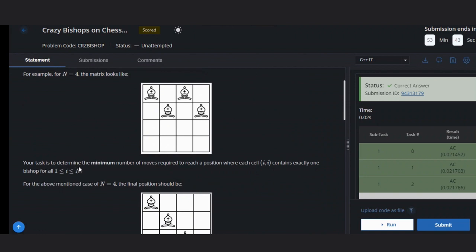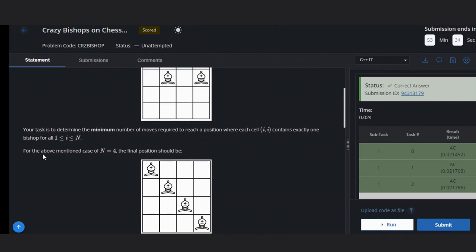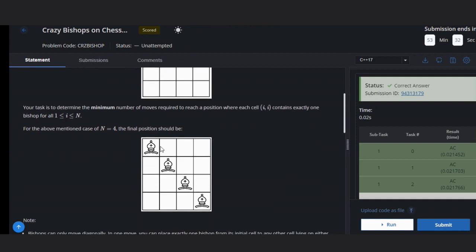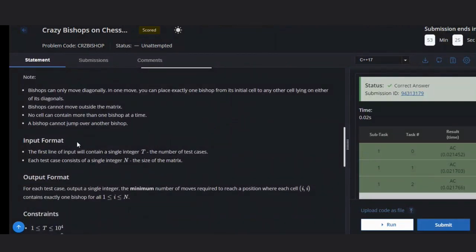So our task is to determine the minimum number of moves required to reach a position where each cell contains exactly one bishop. For the above mentioned case, this will be the final position. You can read the other notes, and this is the input format. We have n, the size of the matrix.